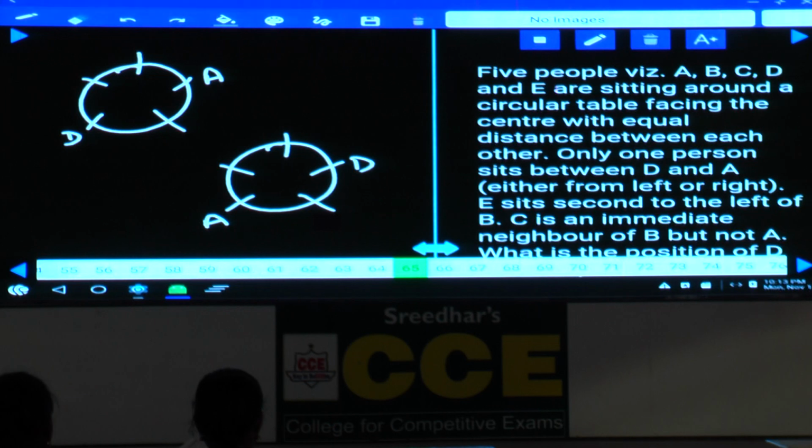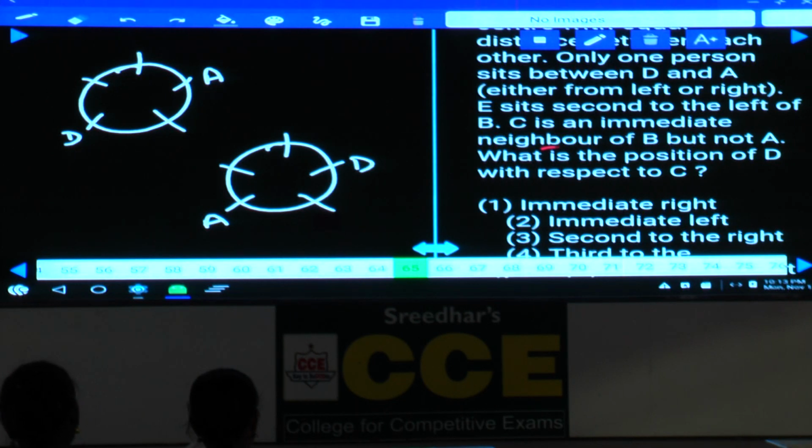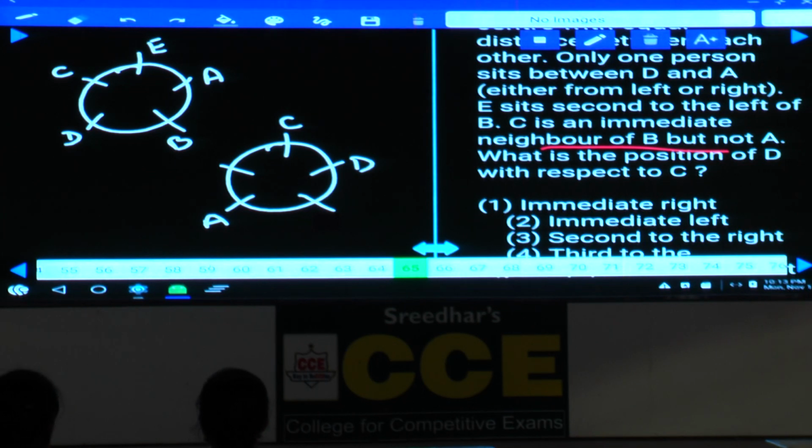And E sits second to the left of B. C is not an immediate neighbor of B and A. As C is not an immediate neighbor of B and A, C must be here. As C is here, B must be here. If B is here, E must be here. Similarly in the other case, C will be here, B must be here, and if B is here, E will be here. Isn't it? Yes, what is the order we have?